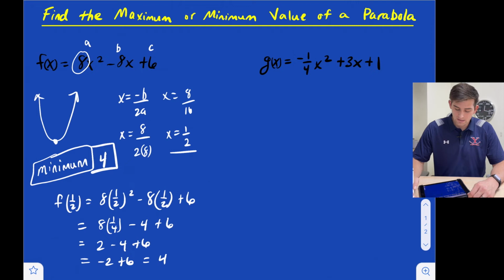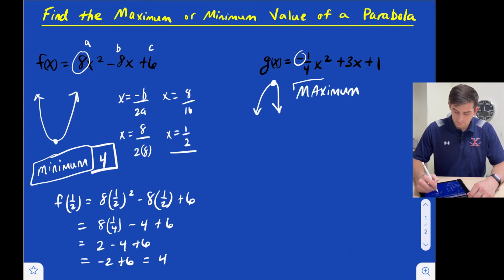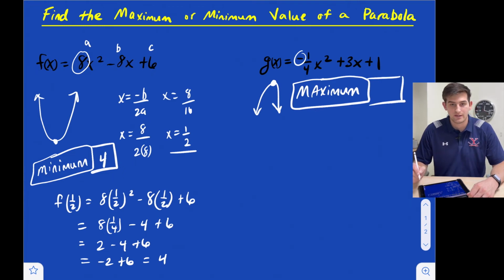Okay, all right, let's look at the next one. Notice our a value is negative, so our parabola is going to open down, which means our vertex is at the top, which means it is a maximum. Okay, so we'll find the maximum and we'll add it in that little space right there.